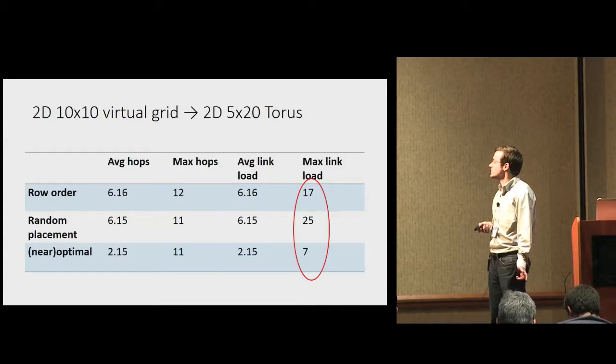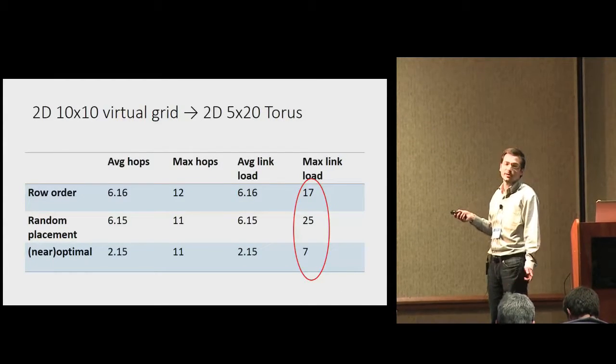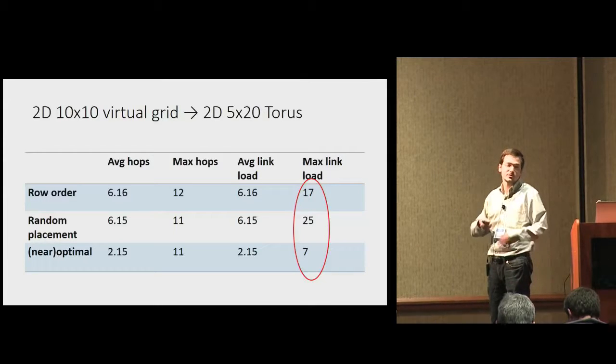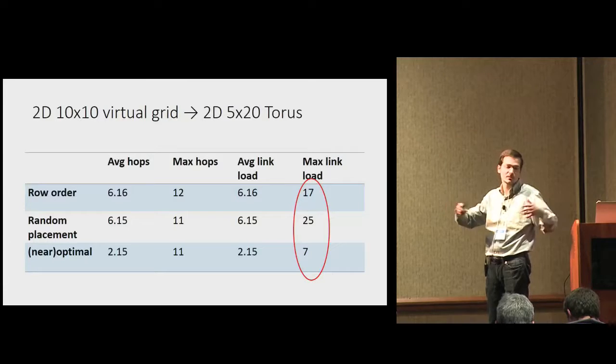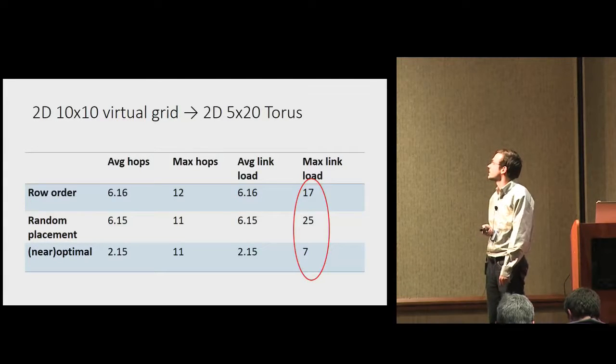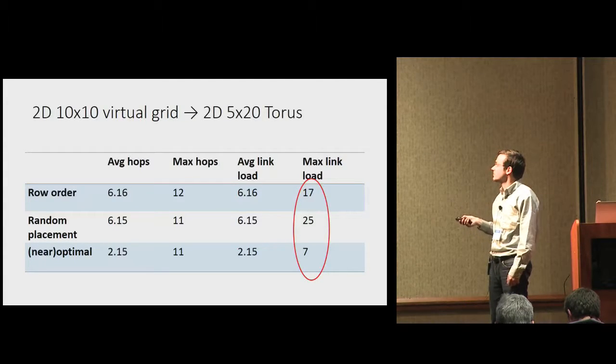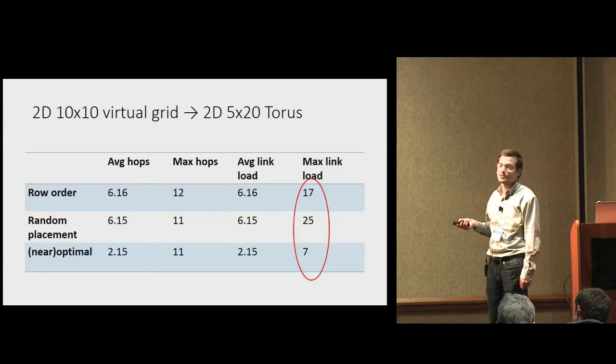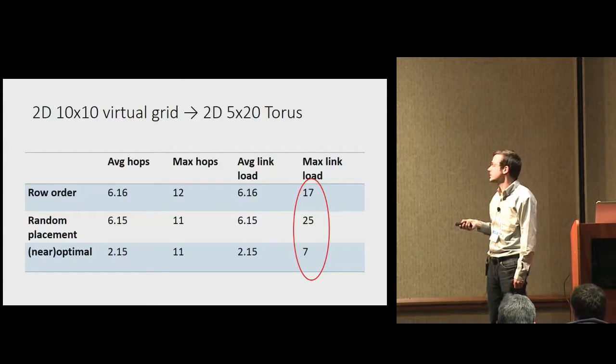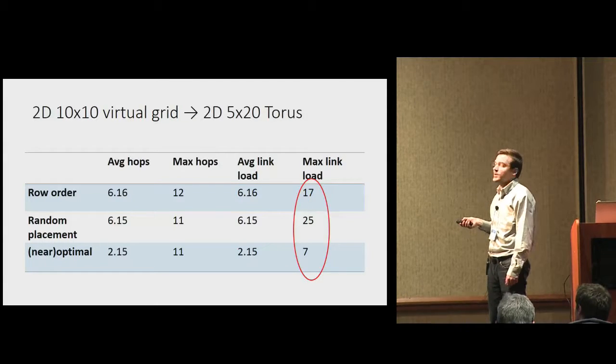But what happens if you map the same grid to a shape that is 5 by 10? In Blue Waters, your shapes can be different. You're getting slabs, but they could be long or flat or whatever, right? If you do the same row order now, you get a solution which is almost as bad as random placement. But if you do a near optimal mapping, and I say near optimal because this was obtained with a heuristic algorithm, then you can get much better link load.